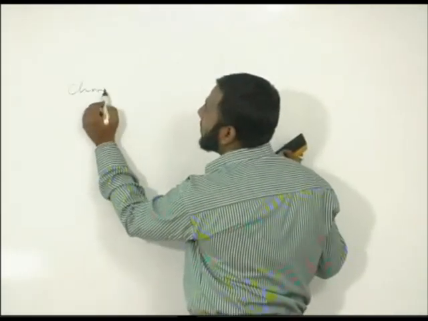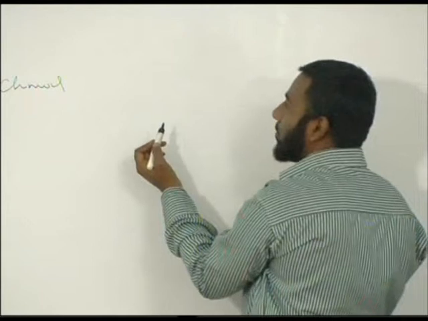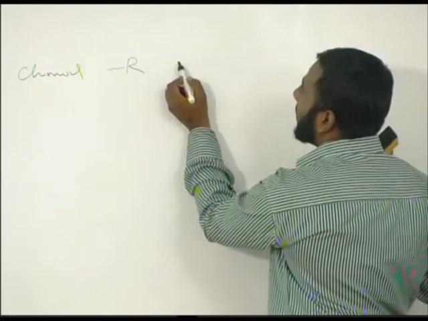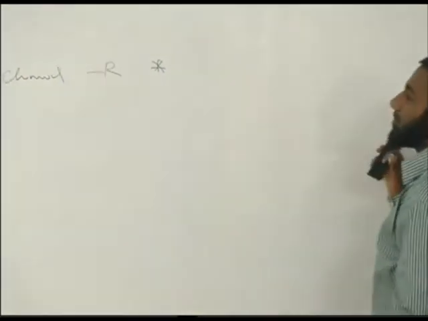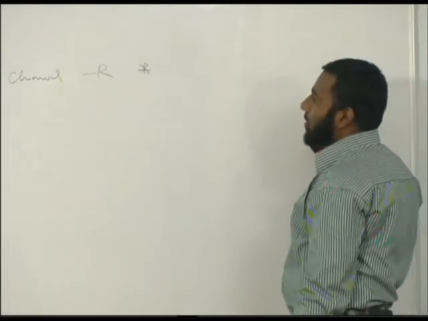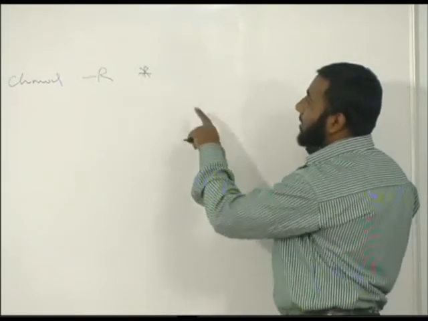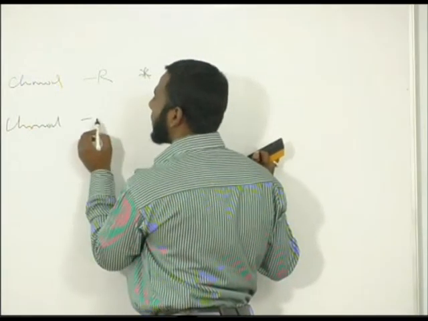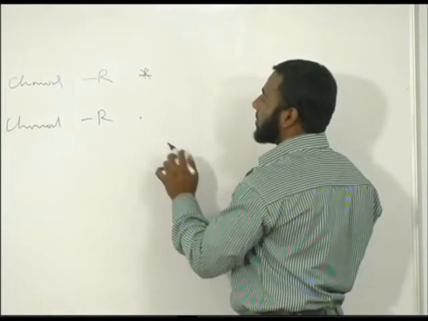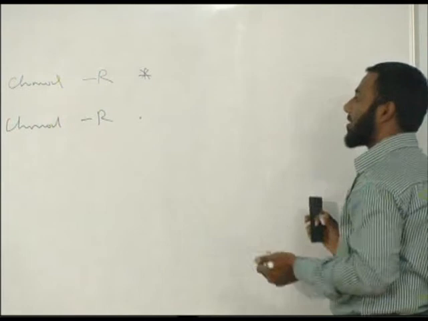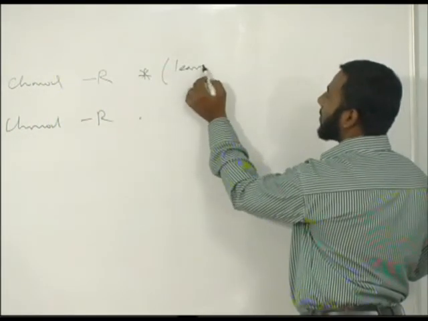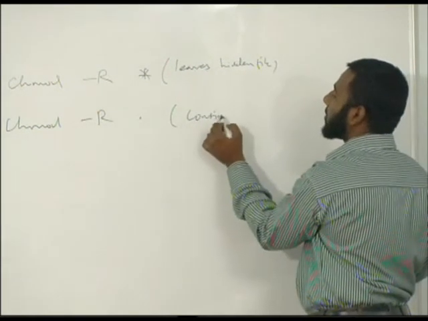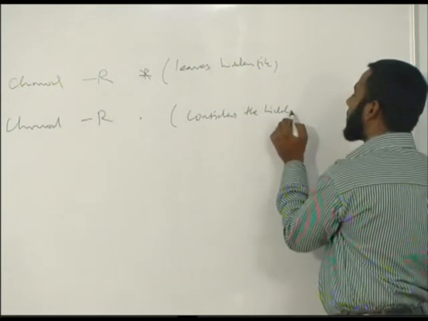Now the chmod command can be used for directories. So we know that if I use the chmod command with recursive mode R and star, it will apply to all files, but it leaves hidden files. If I want to include hidden files, then we'll use chmod with dot. Dot generally refers to hidden files as well. So the star leaves hidden files. Here it considers the hidden files.